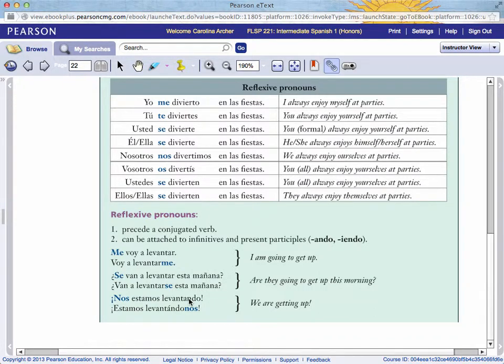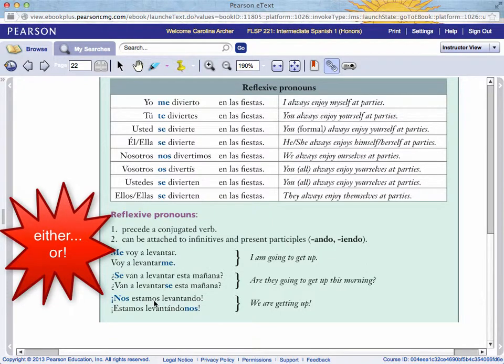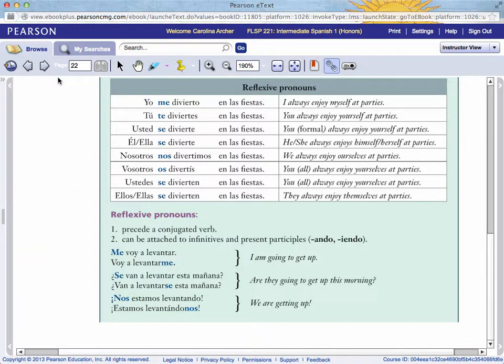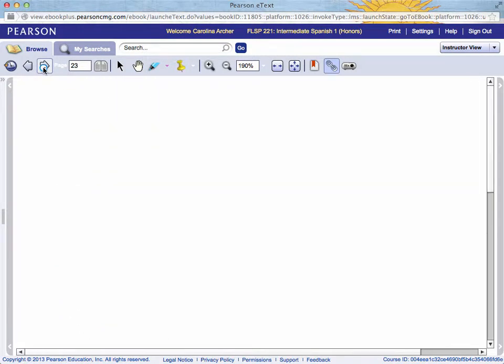And here with the present participle, nos estamos levantando. Estamos is a verb that is conjugated, so you put it before. Levantando is a present participle that ends in ando. So you can say estamos levantándonos. You attach it to an infinitive or to a present participle, or you put it in front of the verb that is conjugated, but not both in the same sentence. ¿Sí? Muy bien.